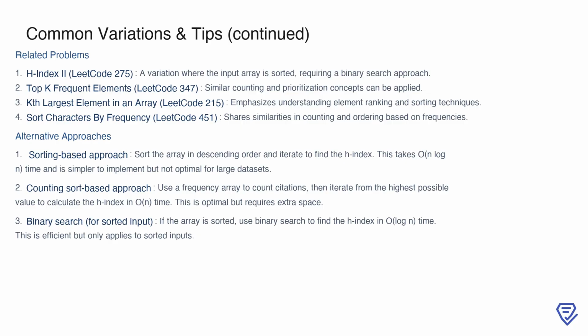In terms of alternative approaches, a straightforward method is sorting the array in descending order and iterating to find the H-index. This approach is simple but has O(n log n) complexity, which may not scale well for large datasets. A more optimal solution is to use counting sort, where you build a frequency array and iterate from the highest value downward to calculate the H-index in O(n) time. For sorted input, binary search is particularly efficient, allowing you to determine the H-index in O(log n) time.